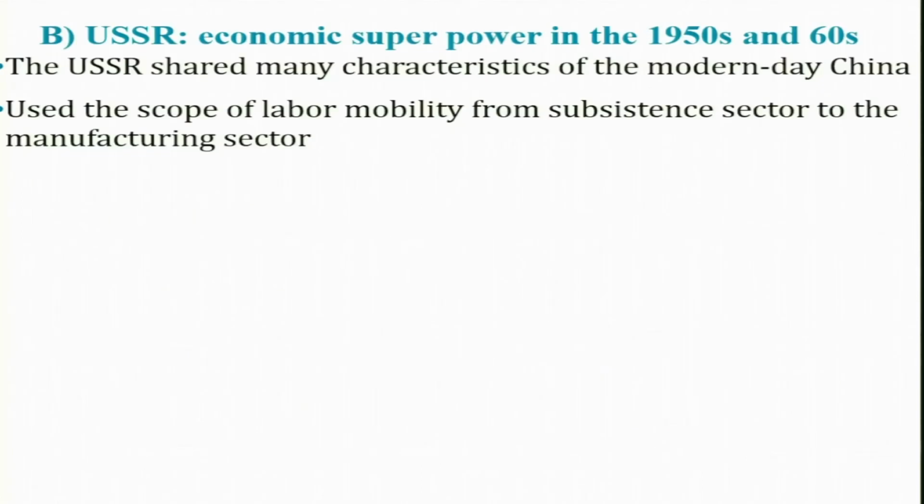So when we compare the growth story of China with that of the USSR, because the USSR was an economic and defense superpower in the 1950s and 60s, you can see that the USSR shared many characteristics of modern day China. In the USSR case, they used the scope of labor mobility from the subsistence sector to the manufacturing sector.